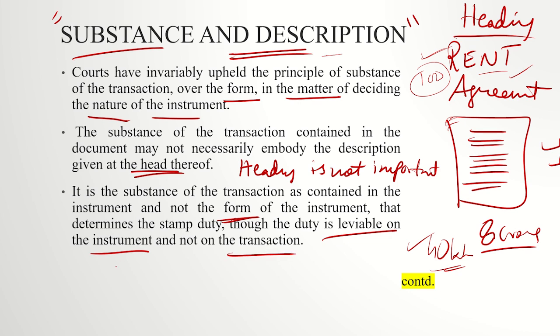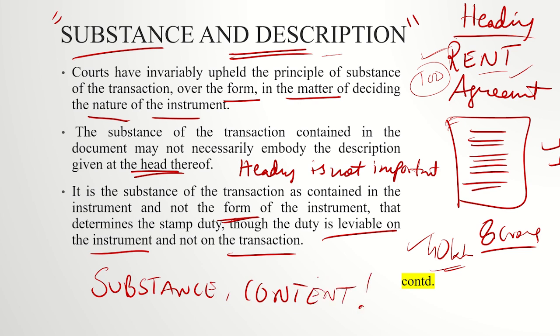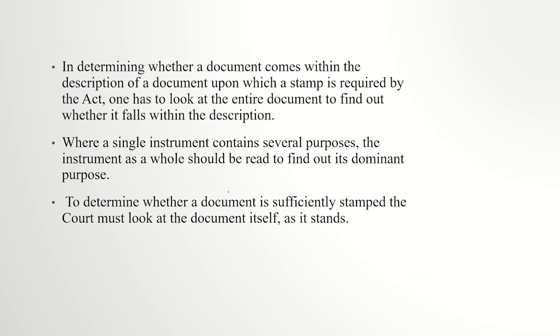So what is the instrument? What is the substance? What is the content is what we have to understand. So this is what determines whether we should pay stamp duty or not, what instrument it is, what is the rate of duty for that particular instrument. Very, very important. Further, to determine whether a document comes within the description of a document as per Schedule 1, please remember, Schedule 1 has a list.